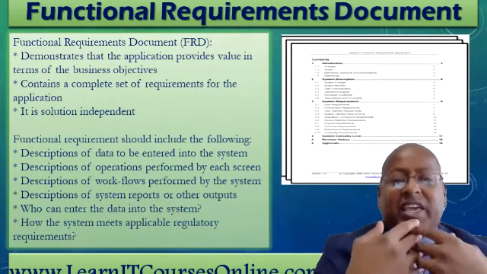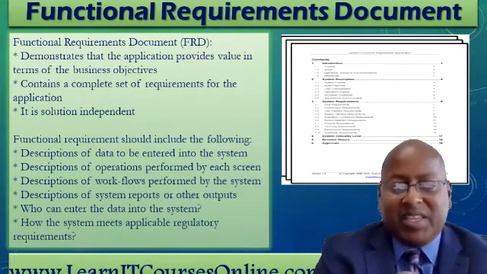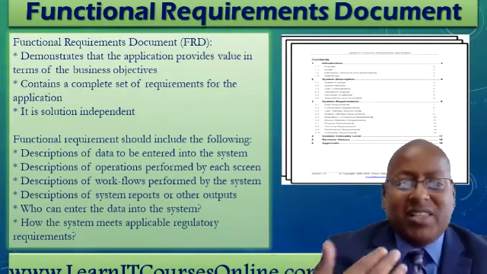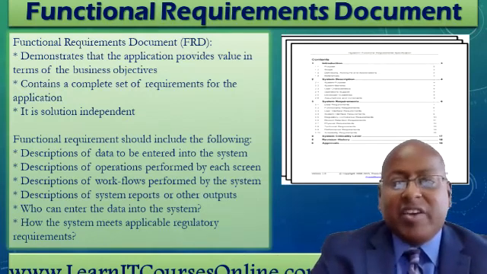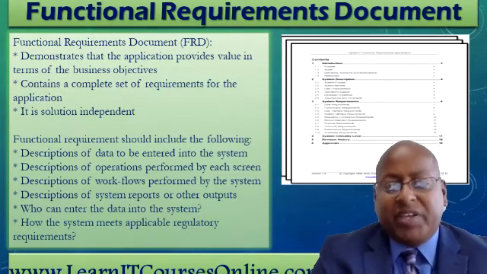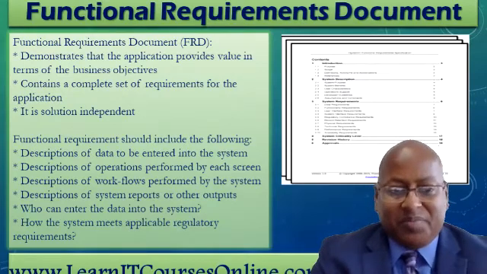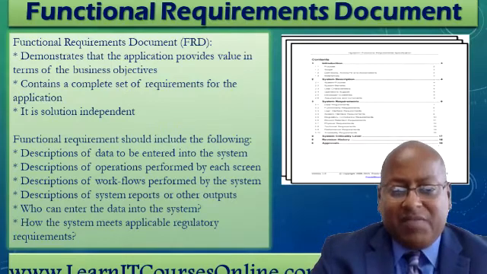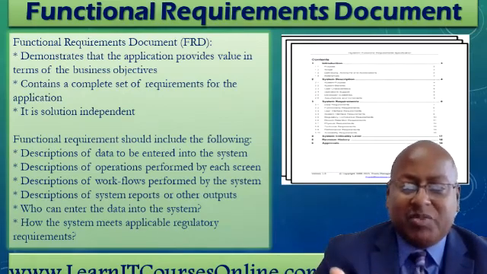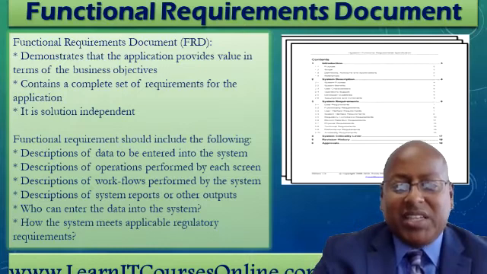Functional requirements capture the intended behavior of the system. This behavior may be expressed as services, tasks, or functions the system is required to perform. The document should be tailored to fit a particular project's needs. They define things such as system calculations, data manipulations and processing, user interfaces, and interaction with the application. The functional requirements document, FRD, has the following characteristics. Number one, it demonstrates that the application provides value in terms of the business objectives and business processes in the next few years.